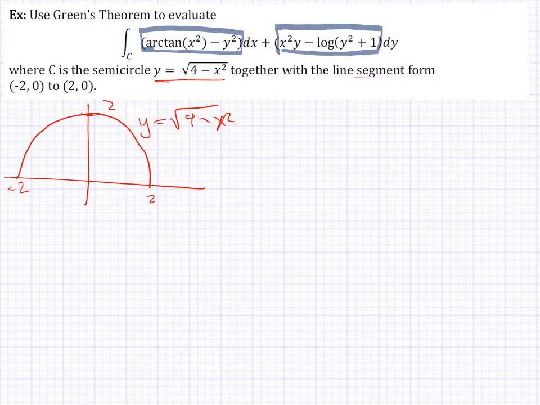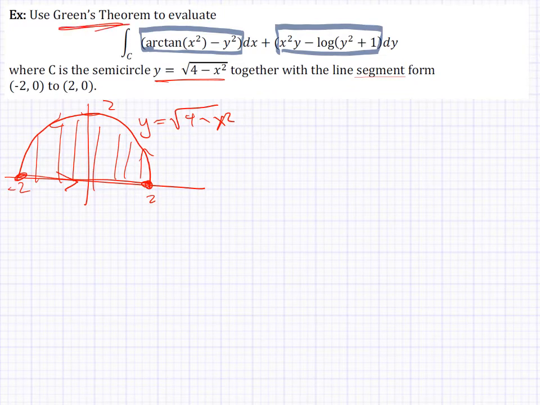And we want to go the line segment from negative 2, 2 to 2, 0. So if we're going from here to here, you see we have that counterclockwise orientation. And we have a simple closed curve, and it's bounding this area in here. And we have everything we need for Green's theorem. That's why we're going to use Green's theorem for this.